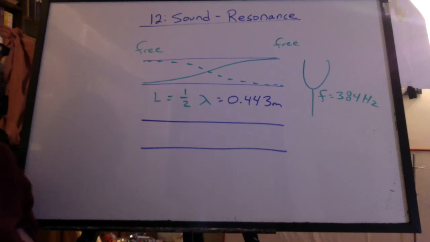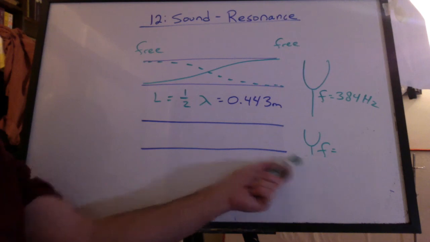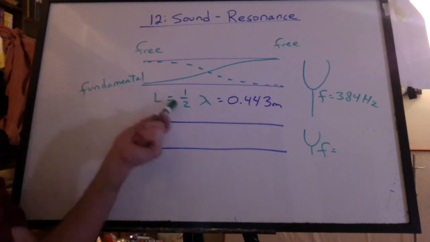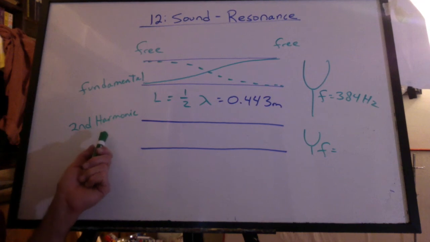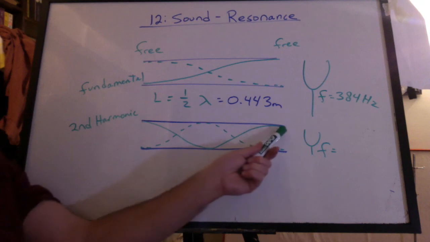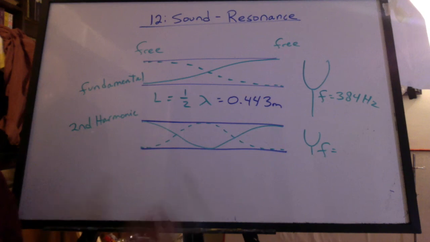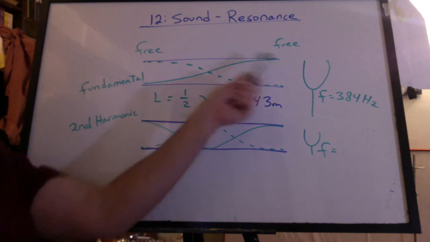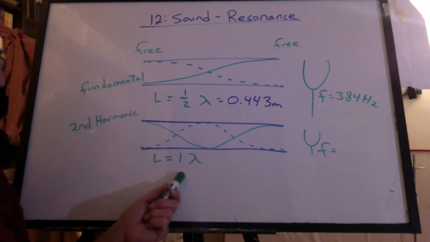I've got the same tube, but I'm going to try a different tuning fork and see if I can get a resonance. A fundamental is half a wave. We could try for the second harmonic. The tube is still free at both ends, so I need to have a crest and a trough, a crest and a trough. I cannot have a node at each end. I can have the nodes here. Notice I have one node, now I have two. I've had half a wave, now I have a full wave. So the length is going to be equal to one wavelength.